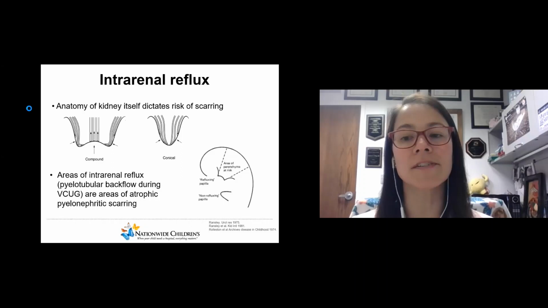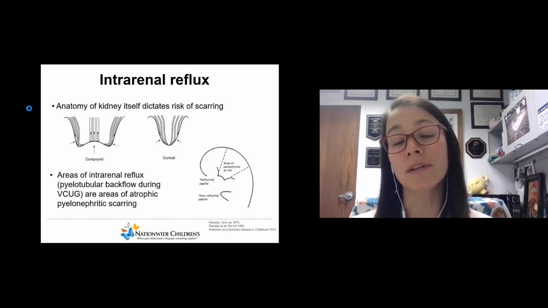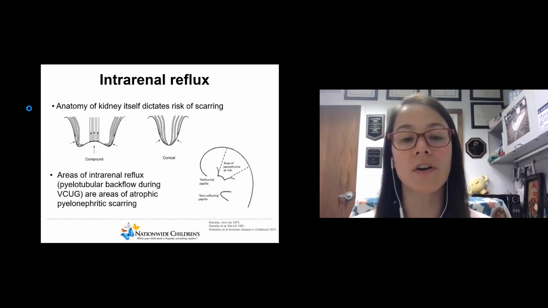...which is seen on the VCUG, such as pyelotubular backflow, correlates with the areas of atrophic pyelonephritic scarring.